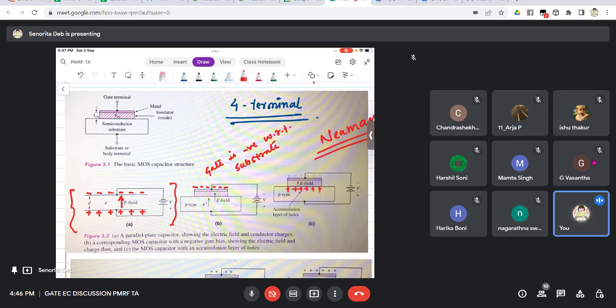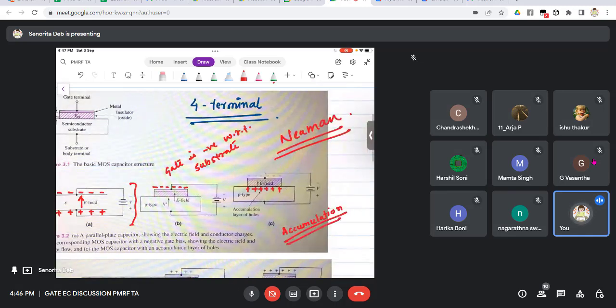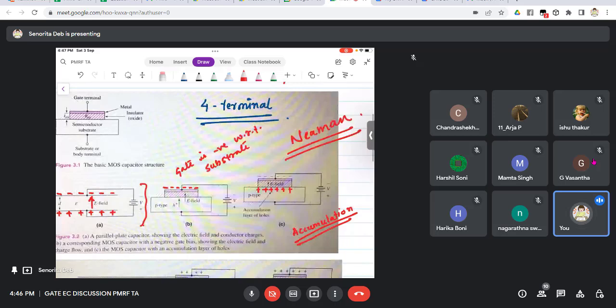This is also known as the accumulation phase of the MOS capacitor. When you give a negative bias on the gate with respect to the substrate, what you see is accumulation of charges, right? The P type is filled with holes. When you put negative voltage, the electric field will cause all the holes to come towards it, right?